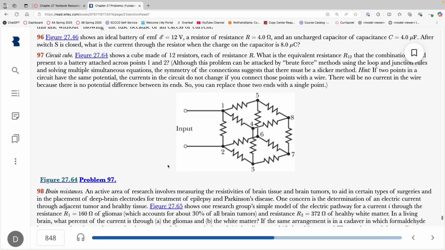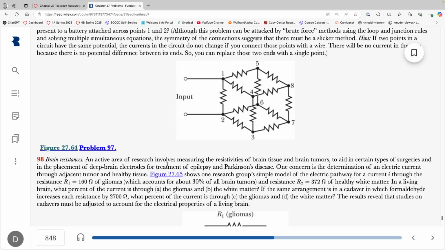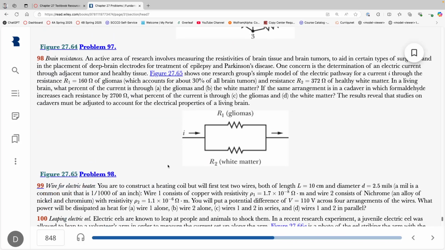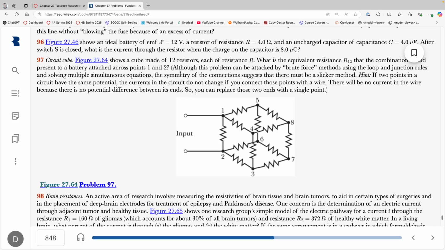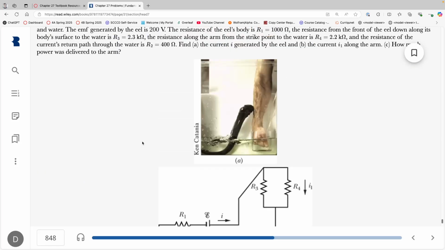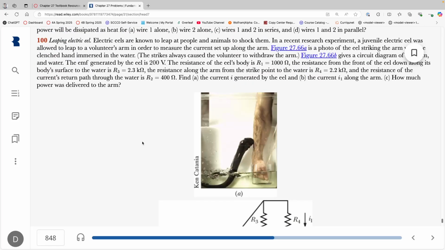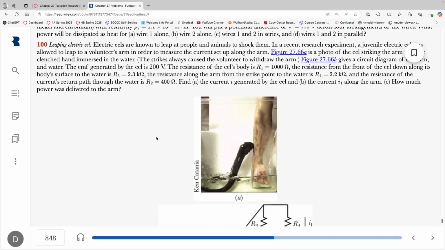Oh, it's a resistor cube. Hold on, does that say brain resistance? No, brain resistances down here. Circuit cube up here. Well, the circuit cube's definitely a brain resistance. What is going on? Leaping electric eel. Boy, I didn't go far. Well, these must be new. I don't remember this.